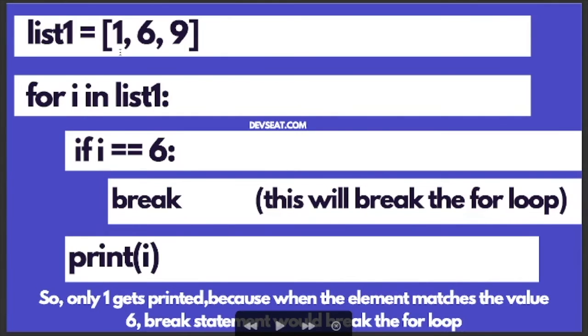That means when it matches the element 6, the break statement gets executed and it stops the code execution within this loop. And then it won't search for element 9. No. After printing 1, the code execution gets stopped within that particular loop. That is all about the break statement. It will terminate the code execution within a for loop.